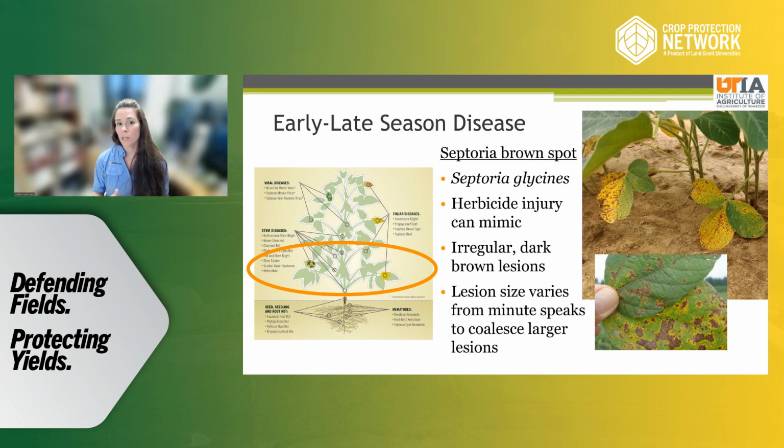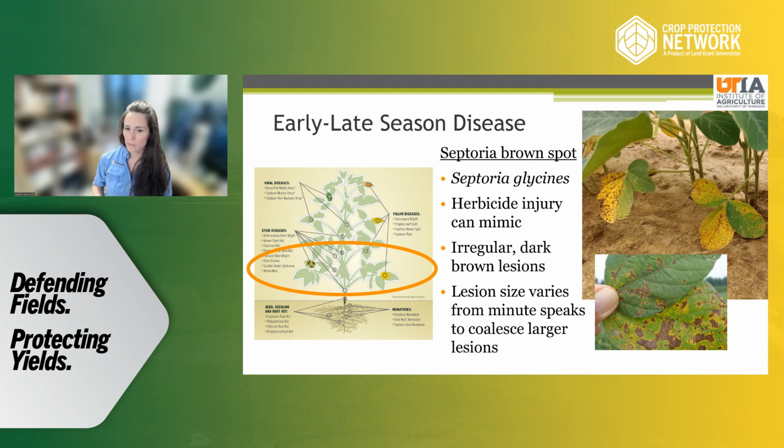Focusing now in the lower canopy, early to late season disease. Again, this one you can see sometimes the earliest in the season, and it might not progress that much, but it will stick around the entire season: Septoria brown spot, caused by Septoria glycines. Early on, it can look very similar to herbicide injury on those first true leaves that come out at the bottom of the canopy. So pre-emerge herbicide might splash up off the soil and cause a similar pattern of lesions.